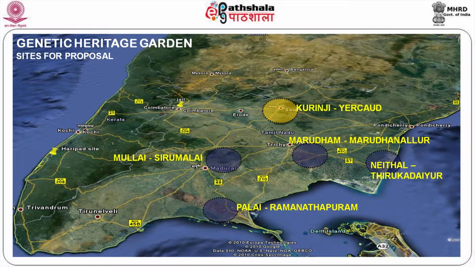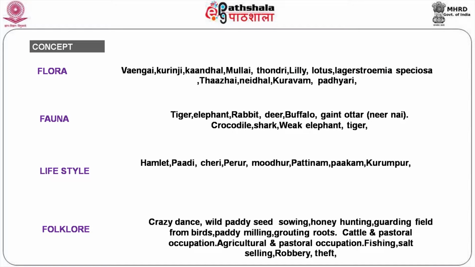So what will be your concept in designing all these things? So we talk about the concept. What is it? We have flora. Talking about flora in Kurunji times: Bengai, Kurunji, Khadalal, Mullai, Thondri, Lily, Lotus, Lagerstroemia species. See, all these species were there in those times.